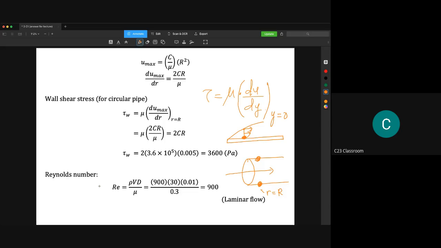And then we could calculate the Reynolds number here because the situation is the flow in pipes. So we use rho V d over mu, we substitute everything here, and then we get around 900. So we could assume, because this is the flow in pipe, that the flow type is a laminar flow.